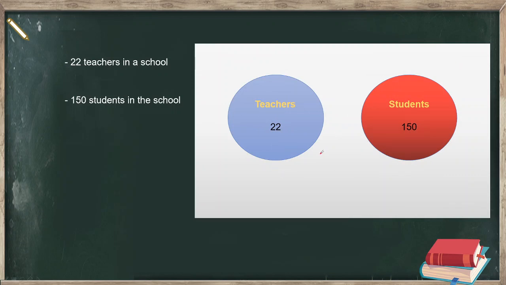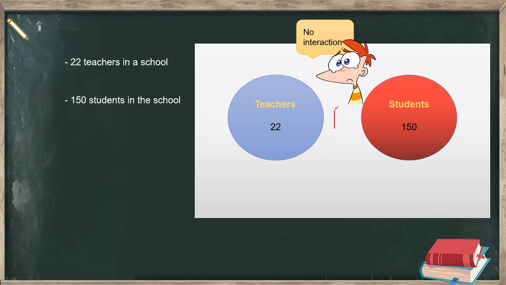If you look carefully, there is no interaction between these two sets. Is there? No. You see a wide space. There is no interaction between these two sets. Why? Because no teachers are students, and no students are teachers at the same time, right? So we can never find a teacher who is a student and a student who is a teacher. So there is no overlap. Even if there is an overlap, the intersection is equal to 0. There is no overlap here. There is no intersection here.